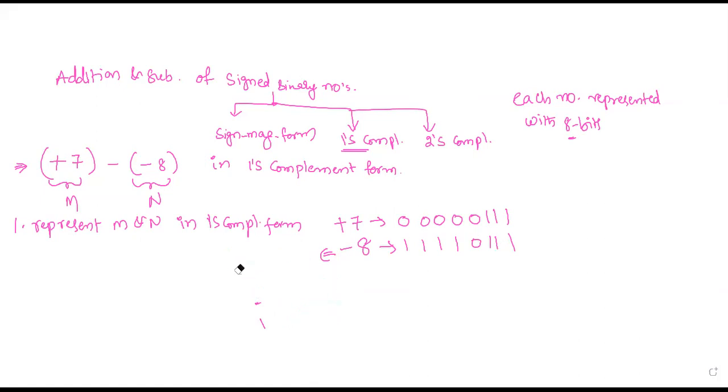The second step, again find one's complement of N because we are doing the subtraction. So you have to find one's complement of N, M minus N. So minus 8 is there. One's complement of N is nothing but change zeros to ones, ones to zeros. So minus 8 is this one. So one's complement is 0, 0, 0, 0, 1, 0, 0, 0.